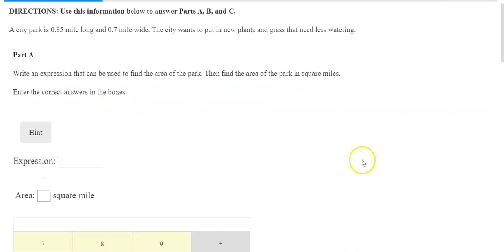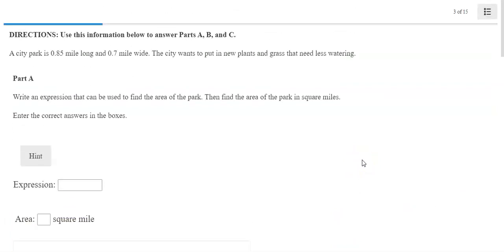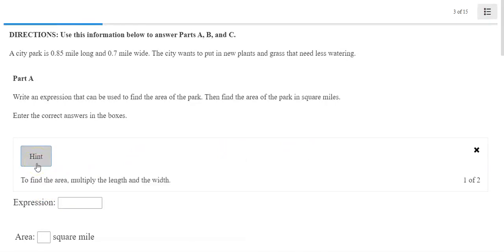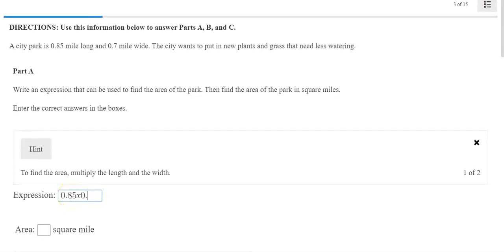Number 3. A city park is 0.85 miles long and 0.7 miles wide. The city wants to put in new plants and grass that needs less watering. So we're going to write an expression. That just means we're going to write a problem that can be used to find the area of the park. If you look at our hint, it says to find the area, multiply the length and the width. The length is 0.85 times the width, which is 0.7.